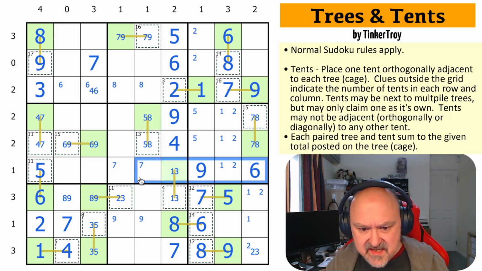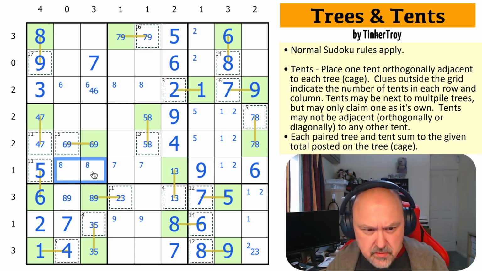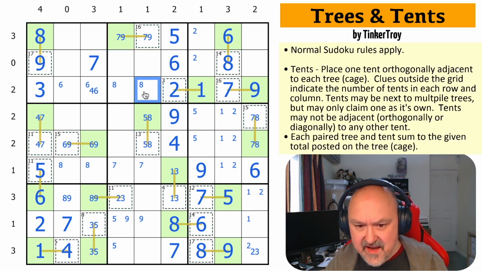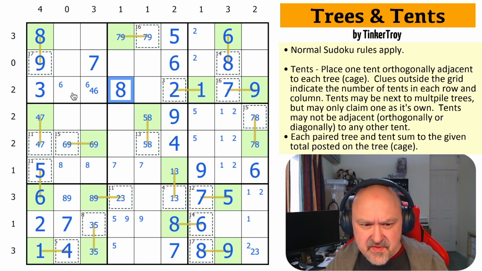And now where is 8 in this row? It's not in any of those because of the 7, 8. It's not in any of those because of the 5, 8. So it's in one of those two. Five is now down here somewhere. And 8 is... Oh, it knocks 8 out of there and makes that the 8. This is now a triple.